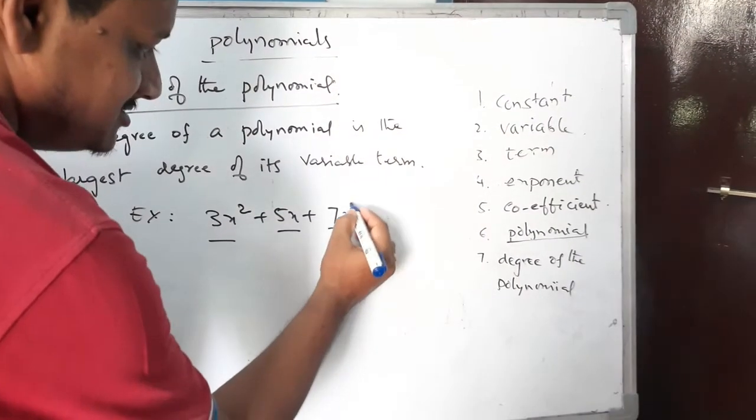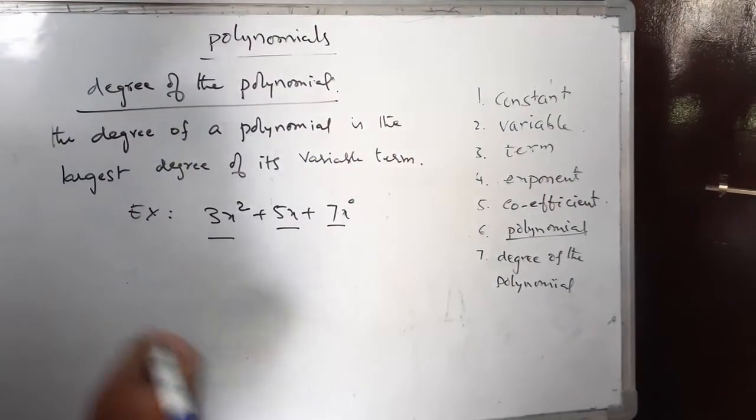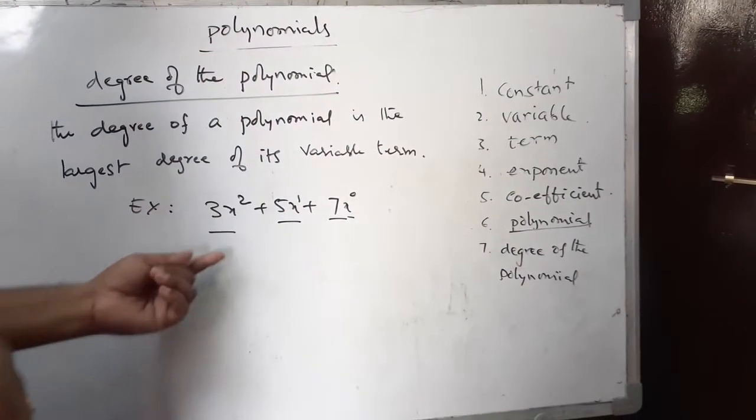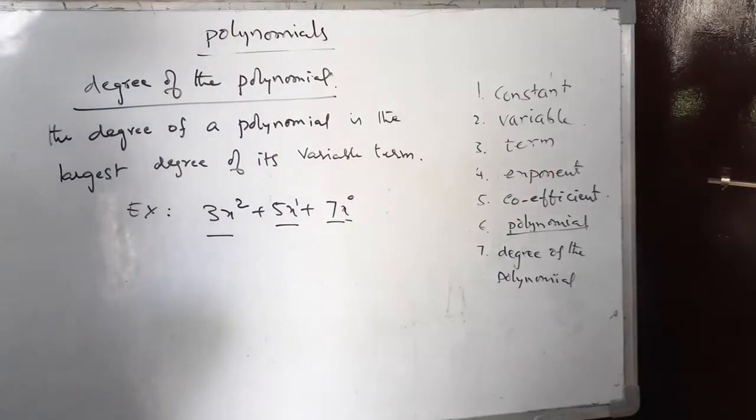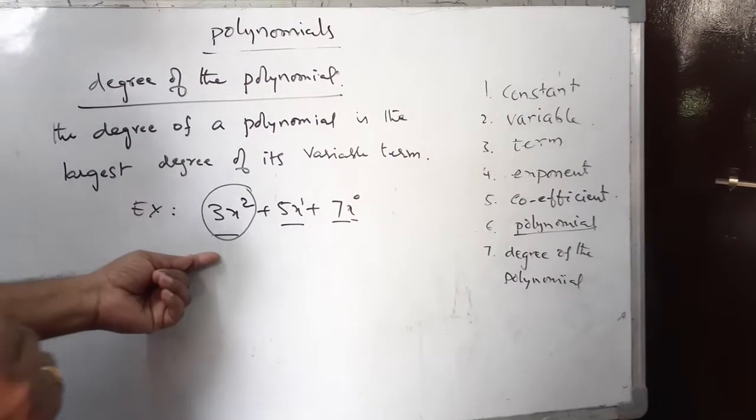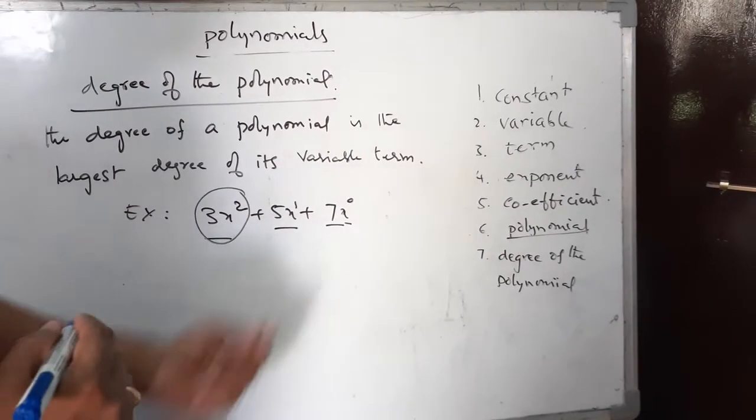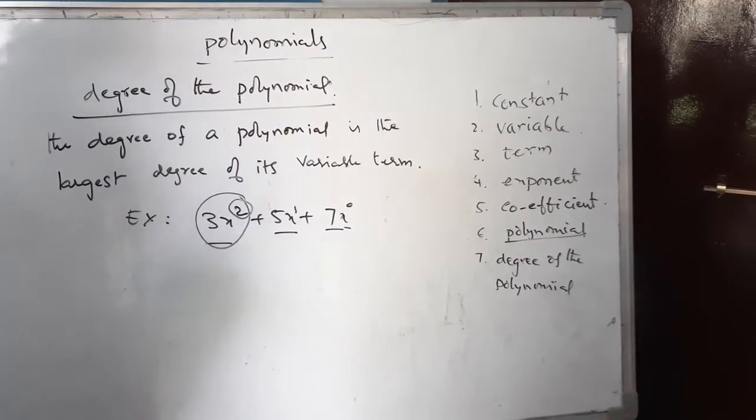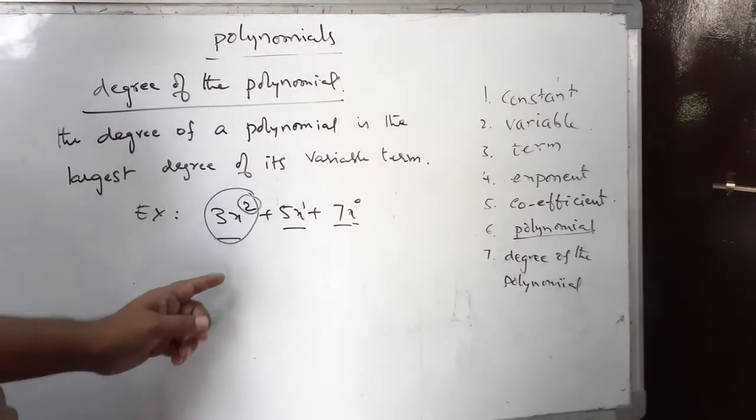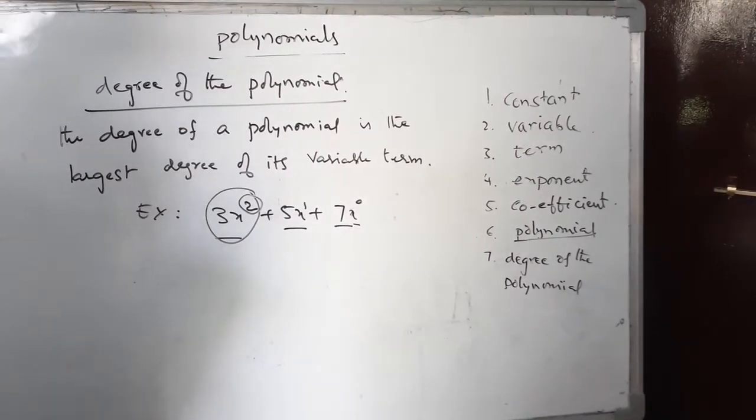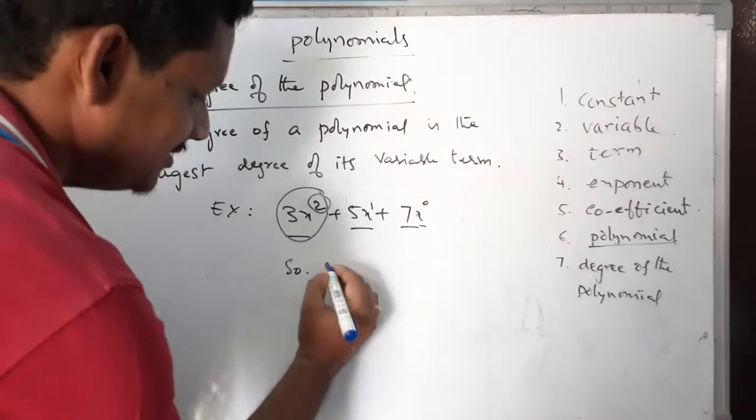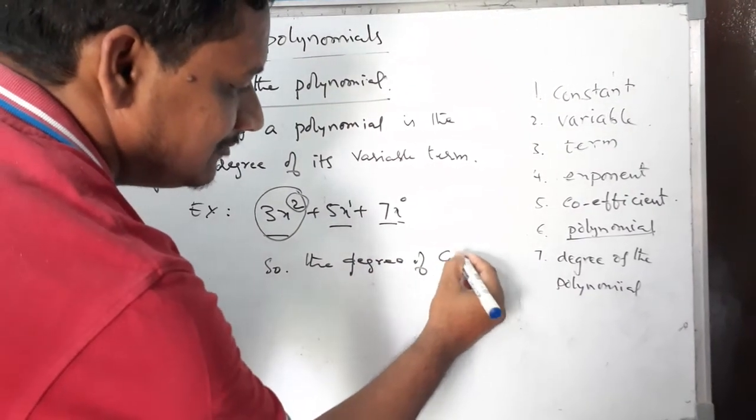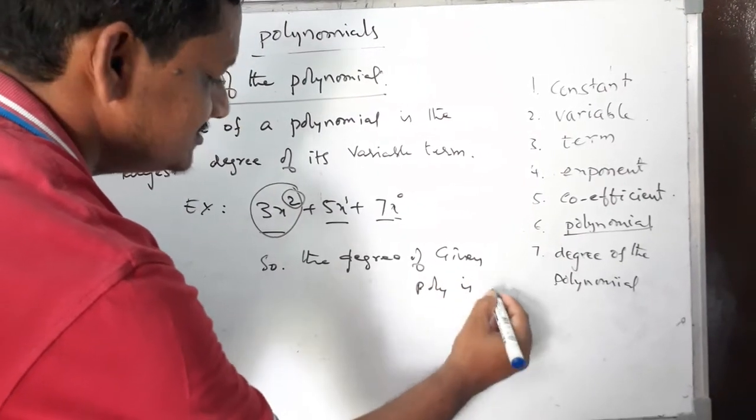Here it is 7, which means 7 into x to the power of 0. The power of the variable is 0. Here, the power of the variable is 1. In this 3x square, the power of the variable is 2. The term 3x square has the highest degree among the remaining terms. So here the 2 is known as the degree of the polynomial. This 2 is the largest degree of these three terms. So the degree of the given polynomial is 2.